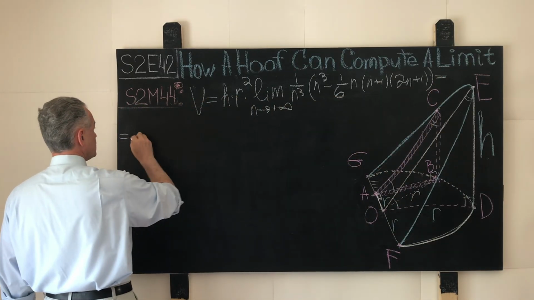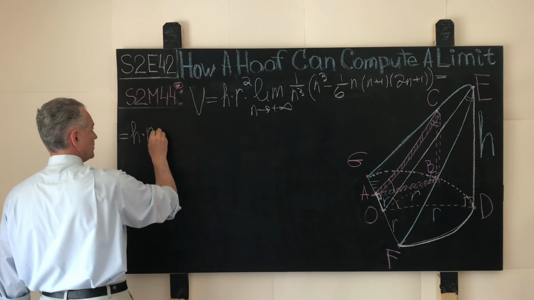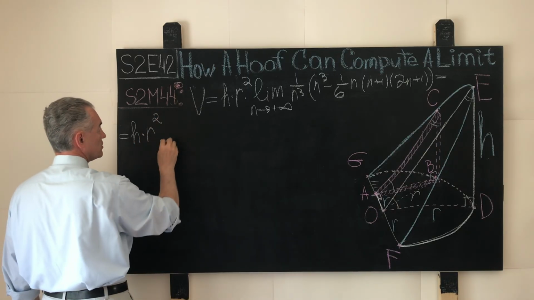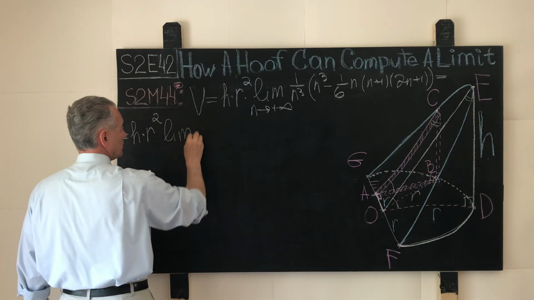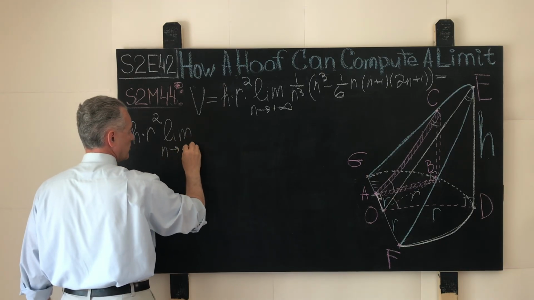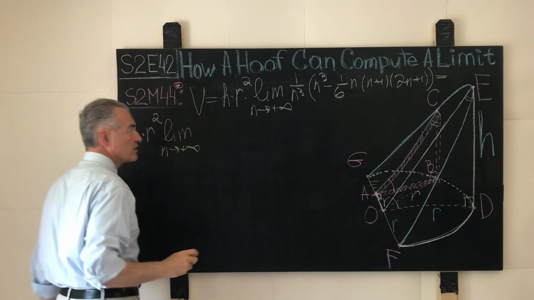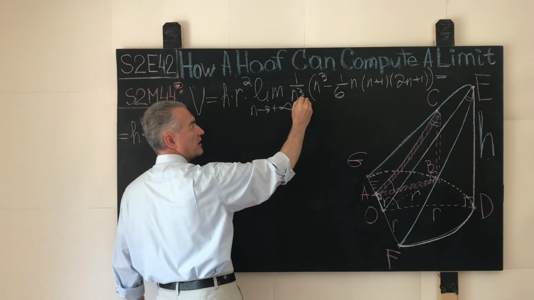We compute it as follows. Again, h r squared survives this transition without a change, limit n tends to positive infinity. Let's do this together. n cubed, n cubed.